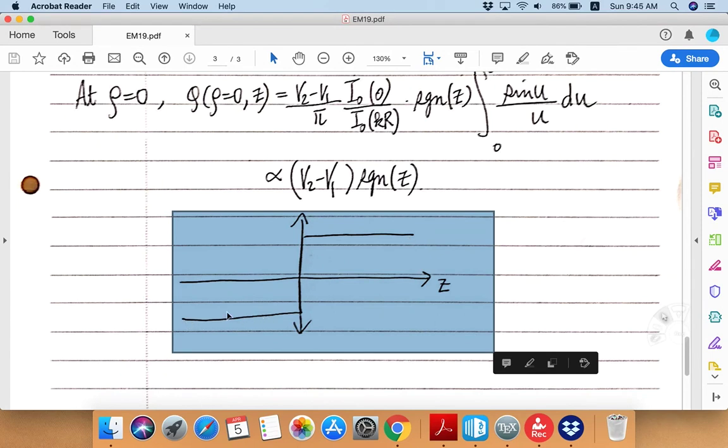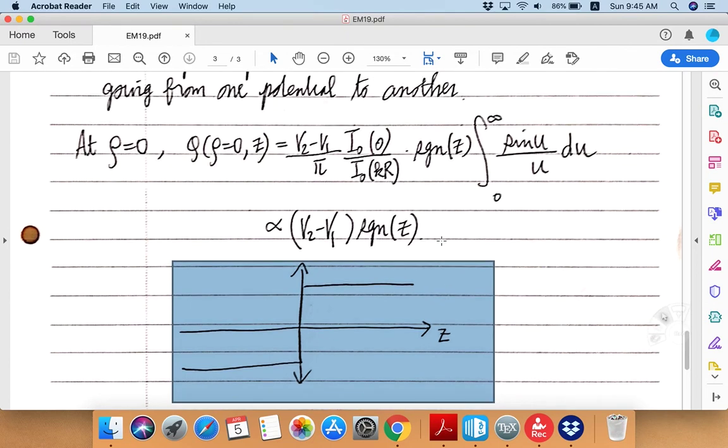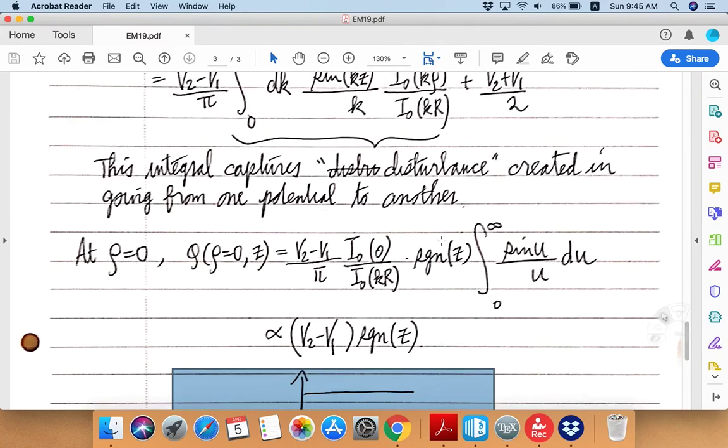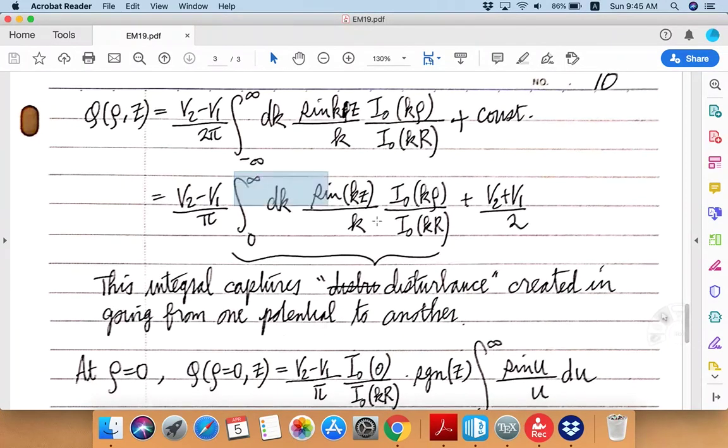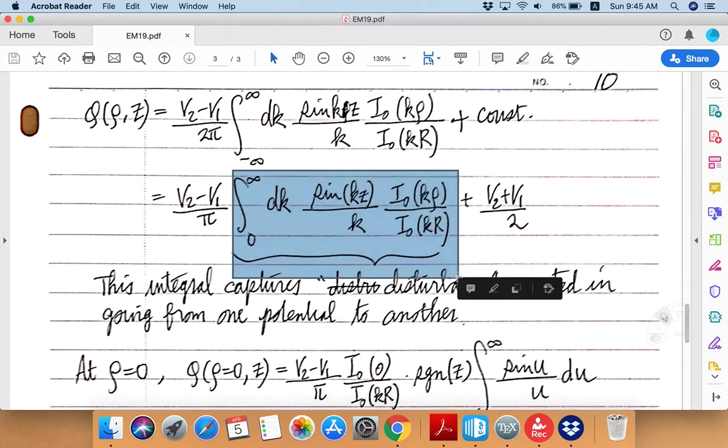On one side you have the potential, which looks more or less like V1. On the other side you have the potential looking more or less like V2. So from this quite simple exercise, you can see that this integral really captures the transition behavior rather well.